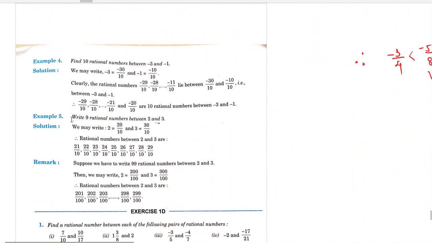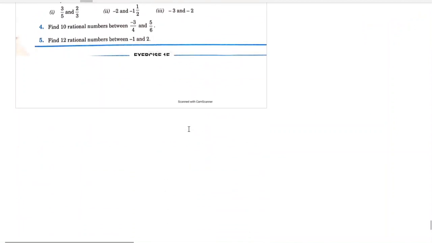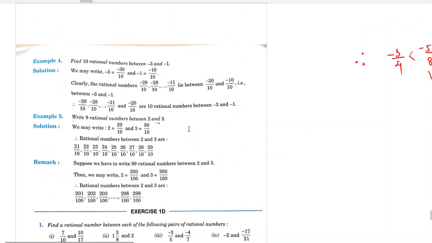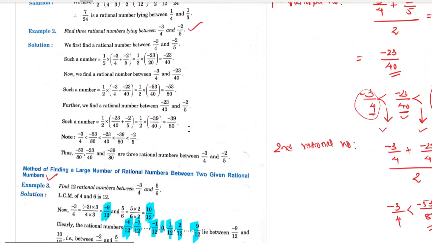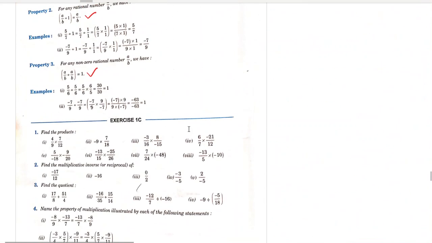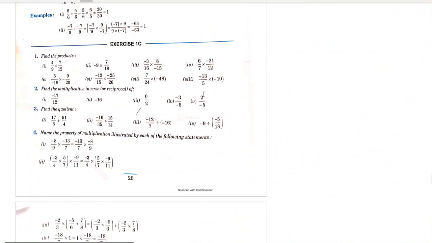Then there is one more type of question where you have to arrange the following rational numbers in ascending order, where they have not taken the example, and also I don't see them in your exercise. Okay, your exercise is quite simple then. I hope now you'll be able to solve exercise 1D as well as exercise 1C. So 1C and 1D is your homework, right?